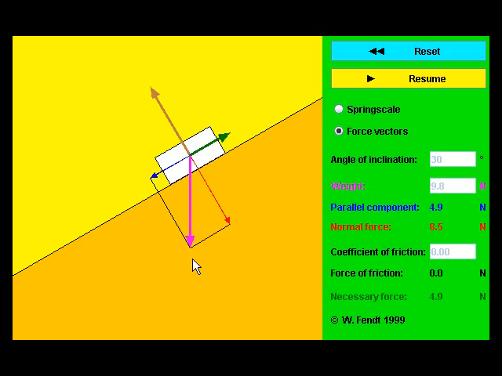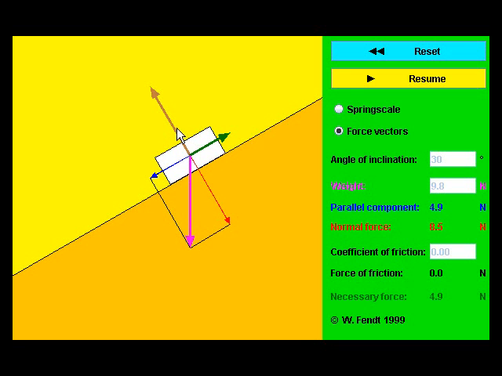You can see that the gravitational force is still straight down. What we do in this situation is we resolve this pink gravitational force, using trigonometry, into two components. One is the perpendicular force, the red arrow, that is perpendicular to the surface of the block. And then of course the blue line here is the parallel component of gravity. It's the one that pushes the block down the hill.